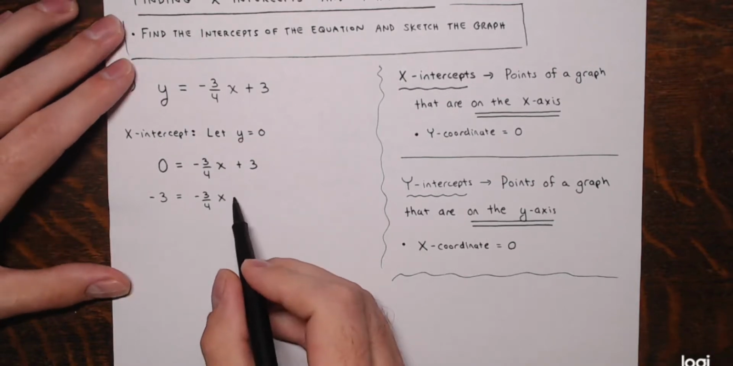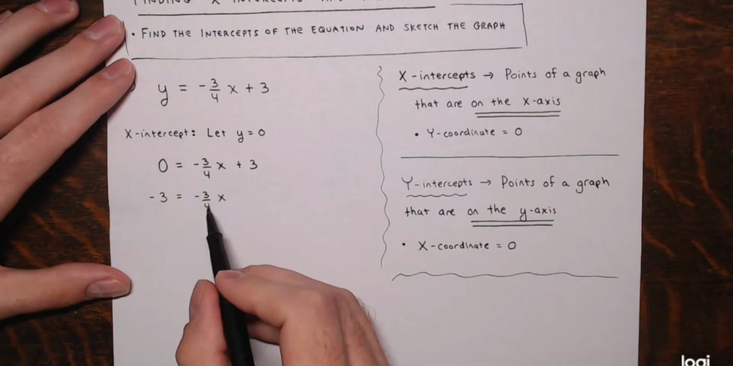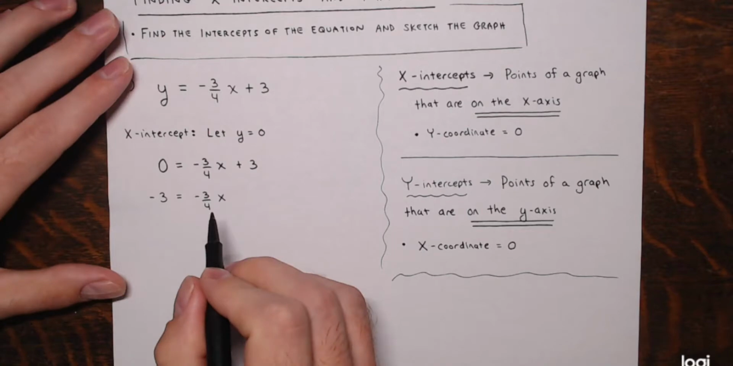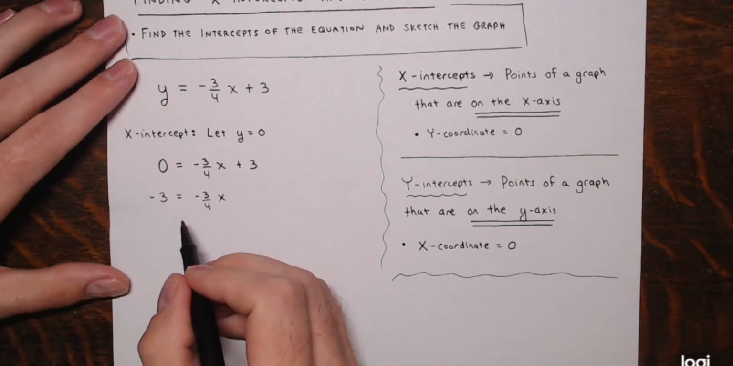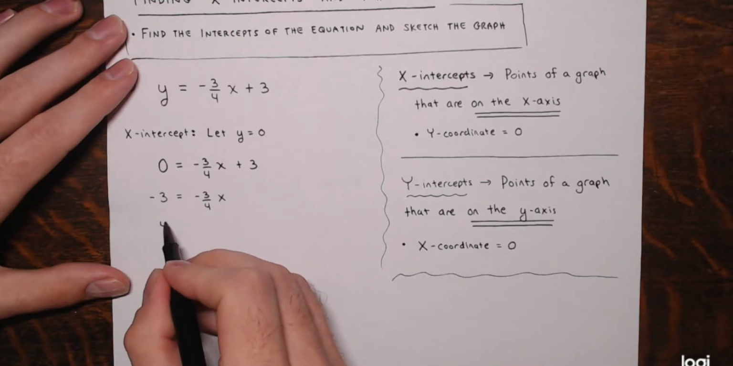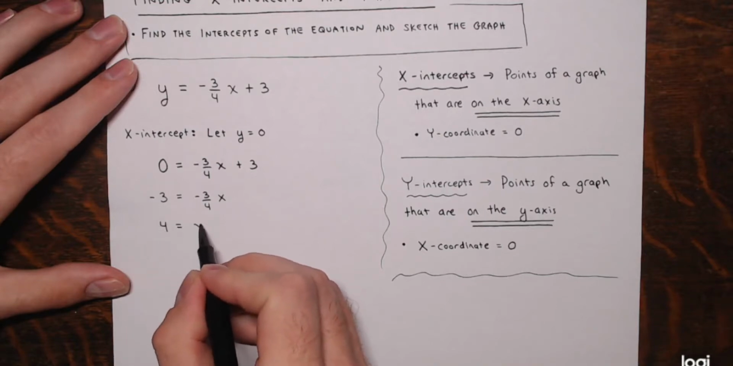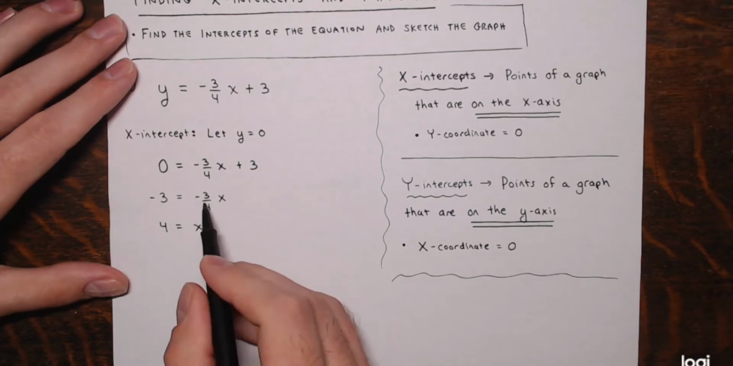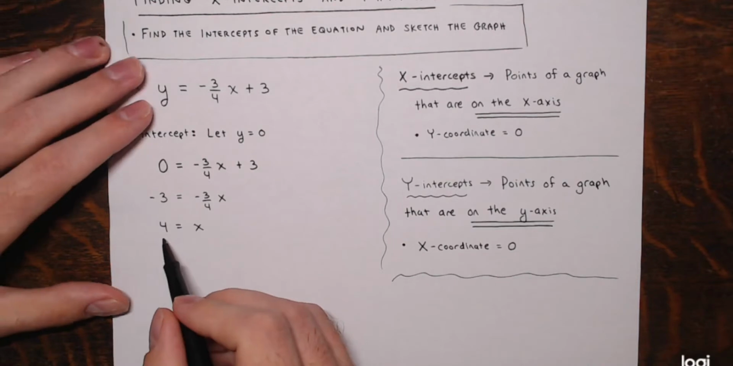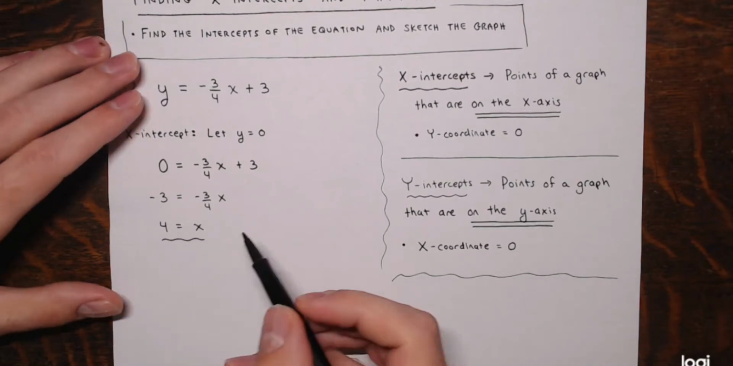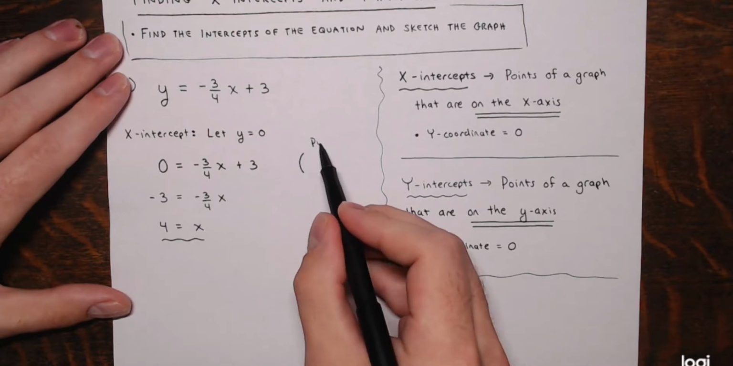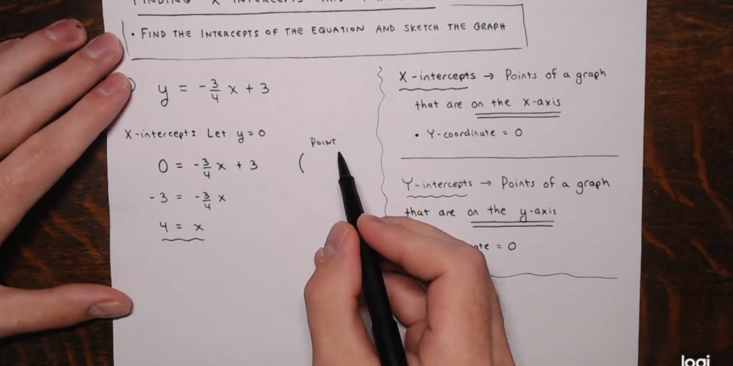And then I would multiply both sides by negative 4/3. I'm going to leave that to you, but if I multiply both sides by negative 4/3, the left side is just going to be 4, and then we have x. Multiplying a number by its reciprocal gives you 1. So there we go. The x-intercept is this ordered pair, this point that I'm going to plot on the coordinate plane.